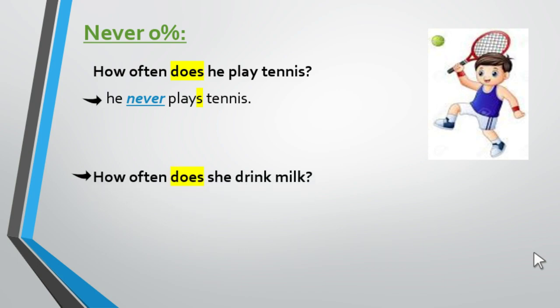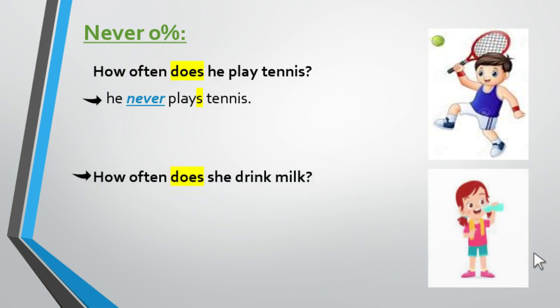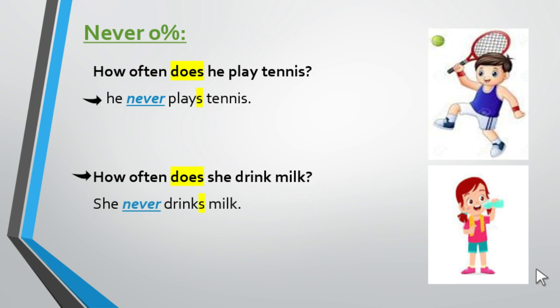How often does she drink milk? She is the subject, drink is the verb, and we put the adverb of frequency between the subject and the verb, and then it becomes, can you guess? Exactly, she never drinks milk. She never drinks milk. You see here?